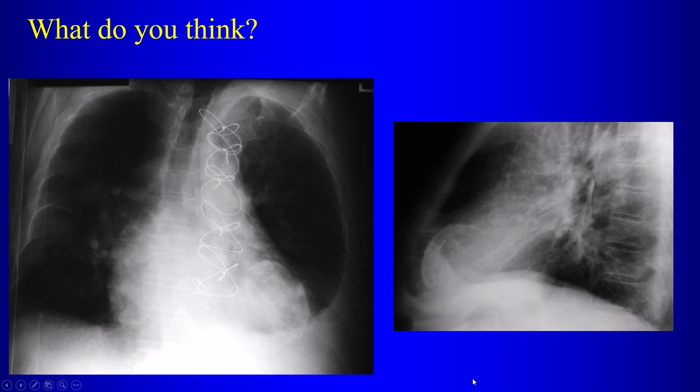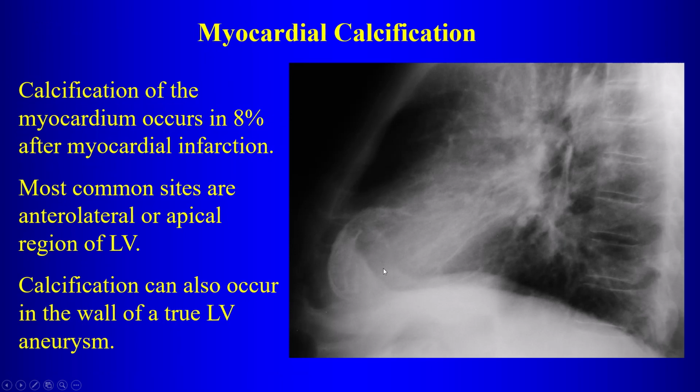Okay, so here's our next case, and we see this calcification overlying the apex of the left ventricle. So this patient has a cardiac history, as we can see that they've had a median sternotomy. And this, of course, represents myocardial calcification. So calcification of the myocardium is usually secondary to myocardial infarction. It can occur in up to 8% of cases after myocardial infarction. The most common sites are the anterolateral or apical region of the left ventricle.